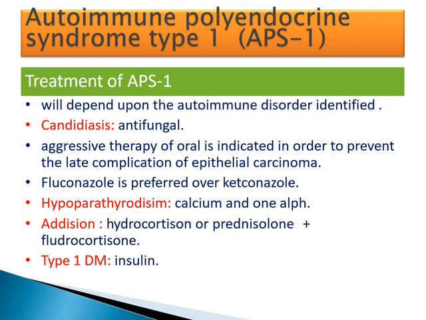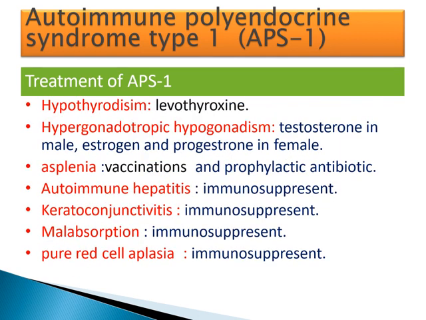For hypergonadotrophic hypogonadism, testosterone in male and estrogen and progesterone in female. Asplenia, you should vaccinate. Prophylactic antibiotics can be given. Autoimmune hepatitis, immunosuppressant. Keratoconjunctivitis, you will go for immunosuppressant. Malabsorption syndrome, you will go for immunosuppressant. Pure red cell aplasia, you will go for immunosuppressants.